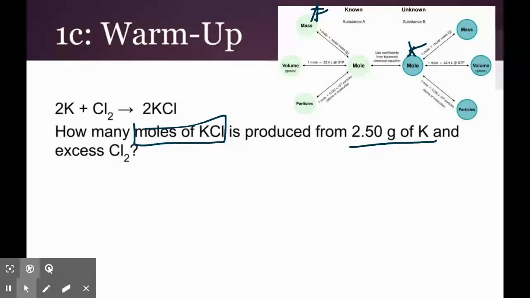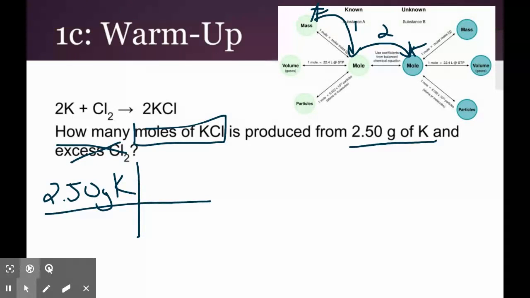So the first step will be to go from mass of the known to moles of the known, and then step 2 will be to go from moles of our known substance to moles of our unknown substance. So excess Cl2 is extra information that we don't need right now. So go ahead and write your given information.